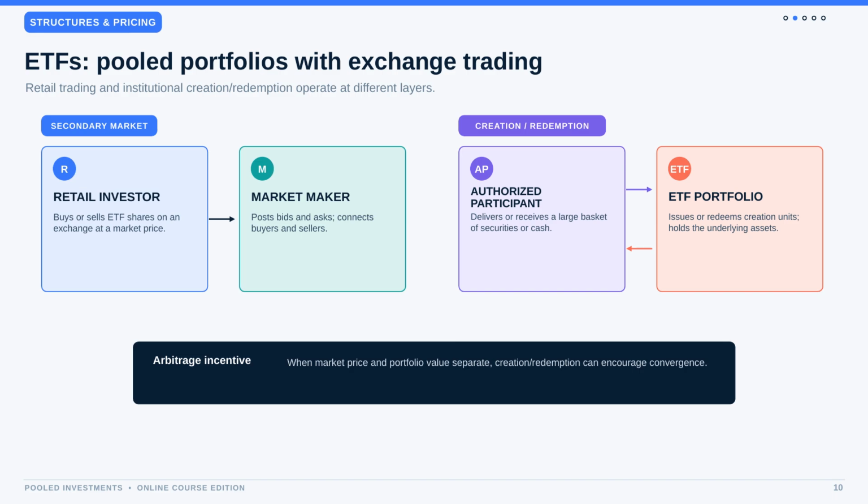Large authorized participants can create ETF shares by delivering a specified basket of securities or cash to the fund, and they can redeem large blocks for a basket. This creation and redemption process helps connect the trading price to the value of the underlying portfolio, although premiums and discounts can still appear. The ETF structure can offer intraday flexibility, transparency, and tax advantages, but the investor must also manage spreads, order types, and trading conditions.